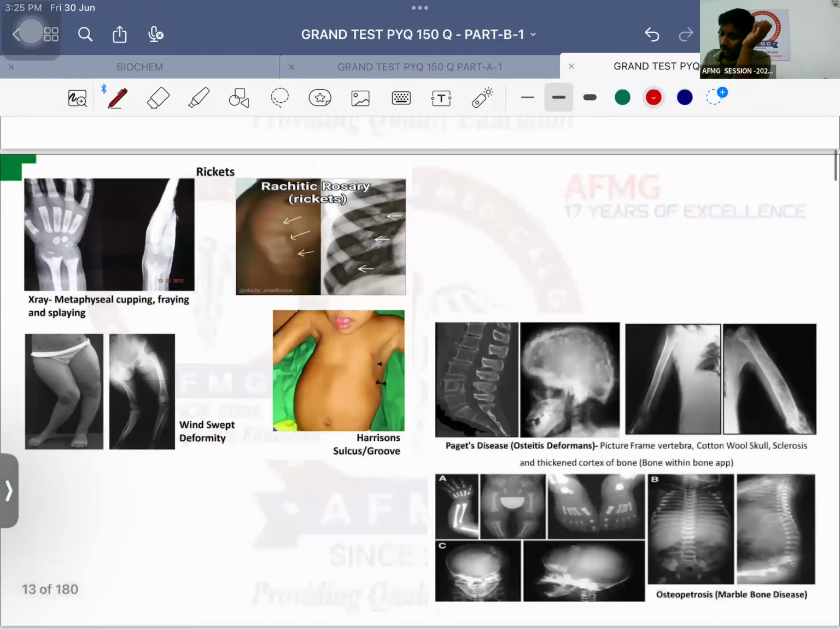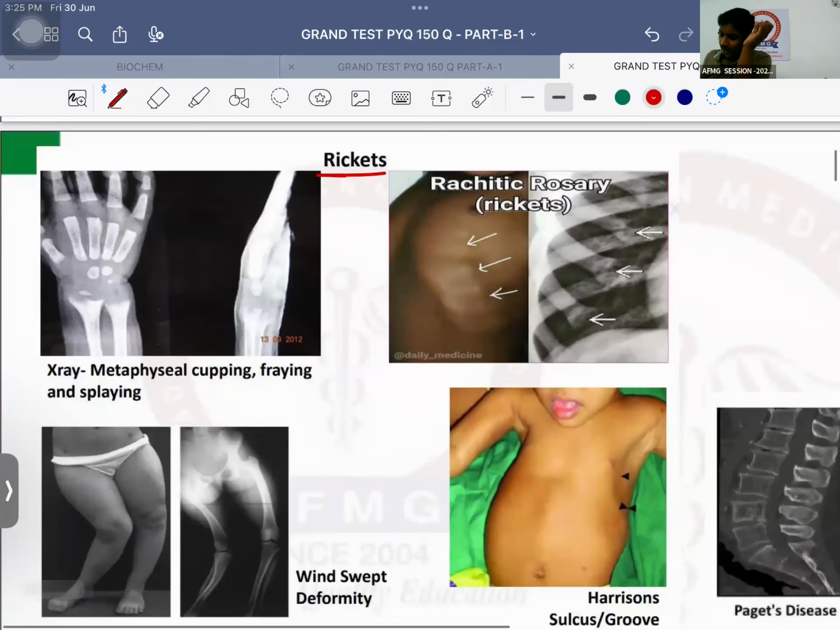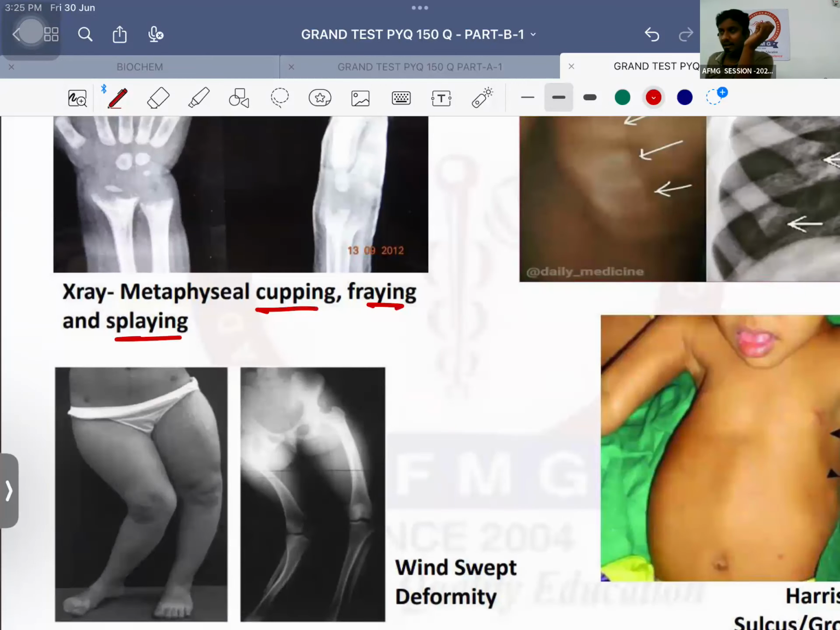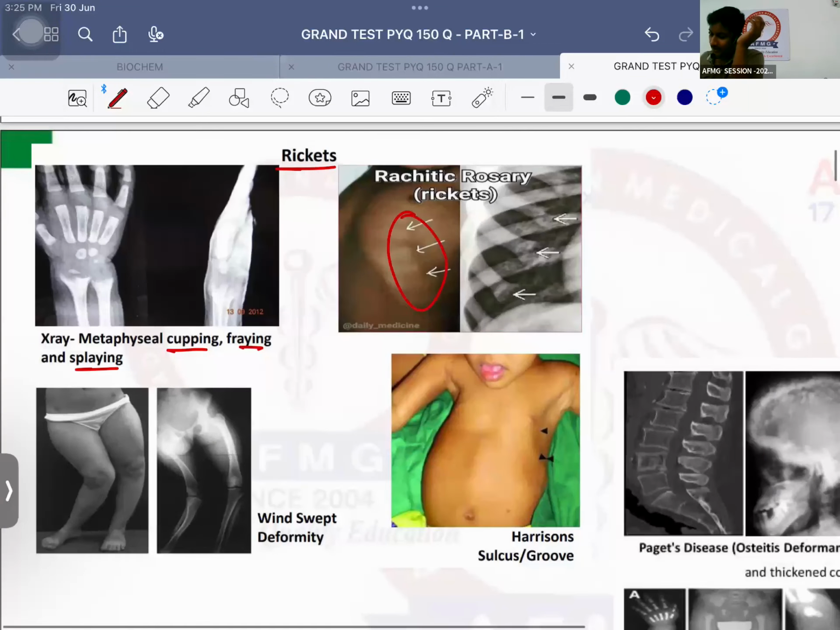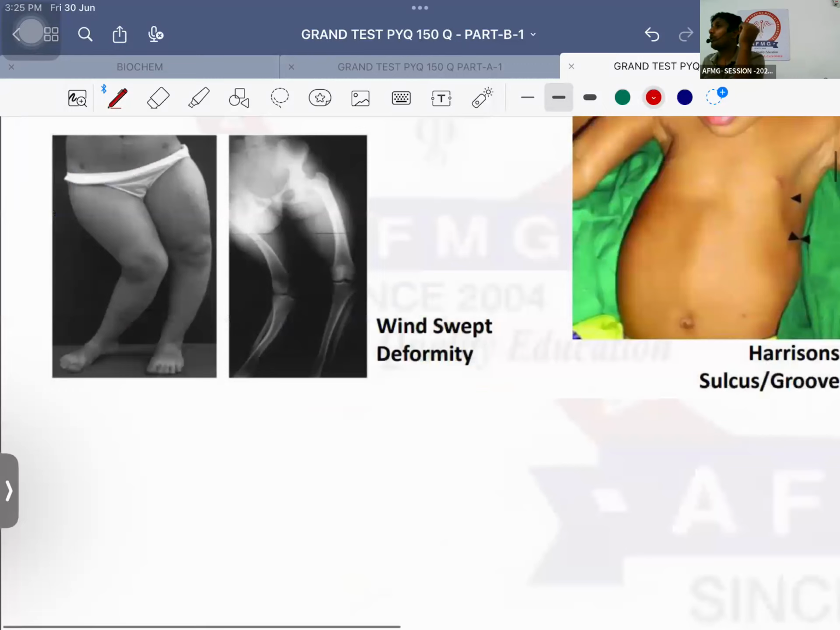ठीक है, इंपॉर्टेंट इज रिकेट्स में एक्सरे शोज मेटाफाइजियल कपिंग, प्रेइंग स्प्रिंग. अगेन स्नैप्स का ही इमेज है, तो कम से कम वो पढ़ा होता तो क्वेश्चन सॉल्व हो जाता. नेक्स्ट इंपॉर्टेंट इज पेनलेस बीडिंग ऑफ कोस्टोकॉन्ड्रल जंक्शंस. ओके, दैट इज नॉट नथिंग बट रैकेटिक रोजरी. ठीक है, I hope all of you are quite aware.